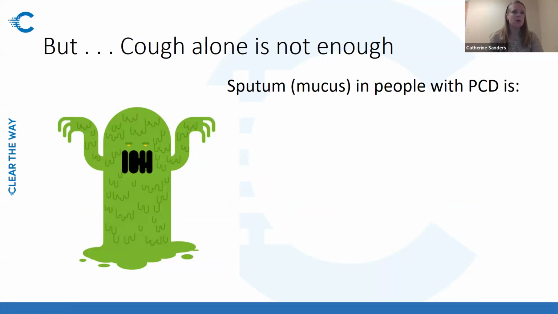That being said, cough is really important. Cough should be encouraged, but coughing alone is not enough. So when we look at the sputum or mucus of people with PCD, it's been noted to be more abundant. So we know that it builds up over time. So they're going to have more mucus than average that they're going to need to bring up.